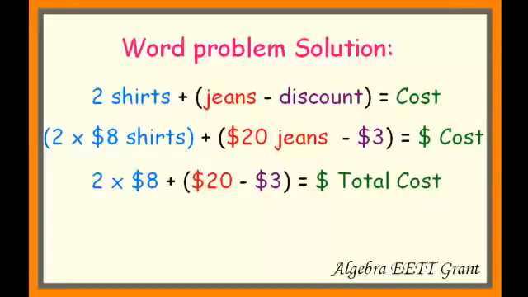To combine this, we just follow the order of operations. We're going to multiply, so the 2 times the 8 will give us 16. Plus, with the grouping symbol, we've got to do 20 minus 3 before we add it. And 20 minus 3 is 17. Now we just combine it. So our total cost for the 2 shirts and the pair of jeans will give us a total of $33.